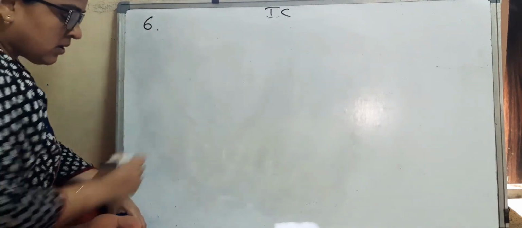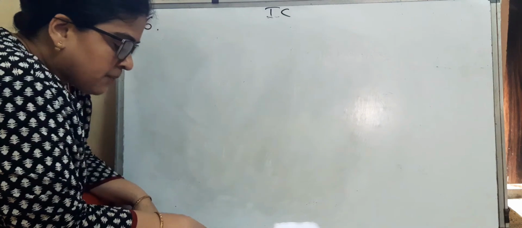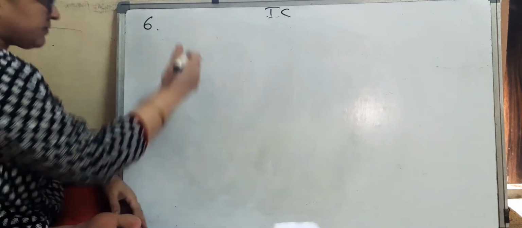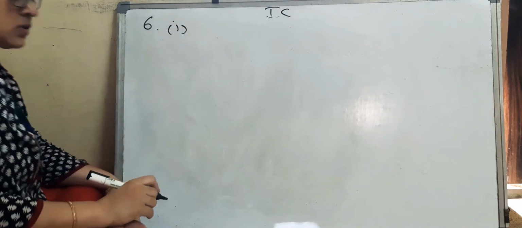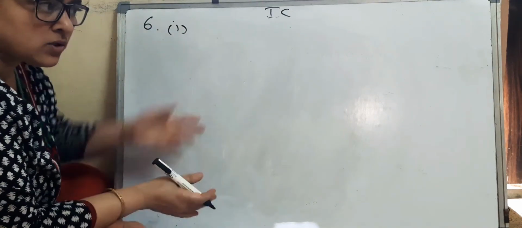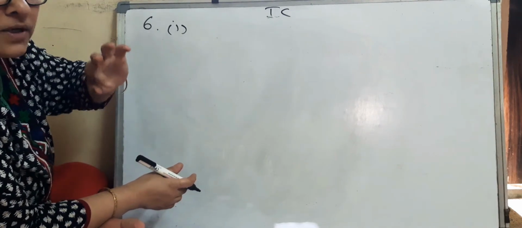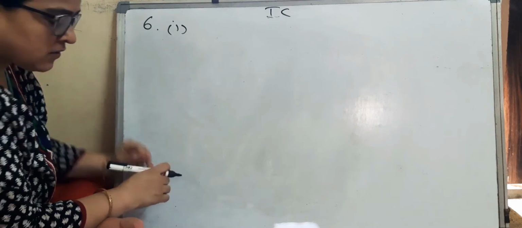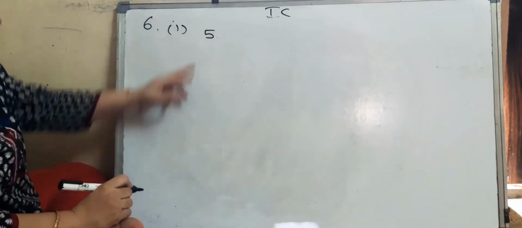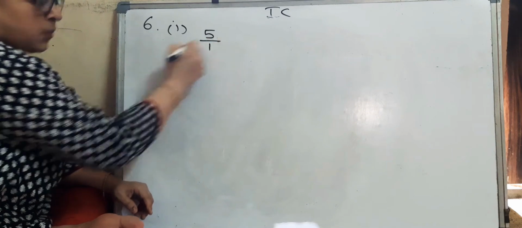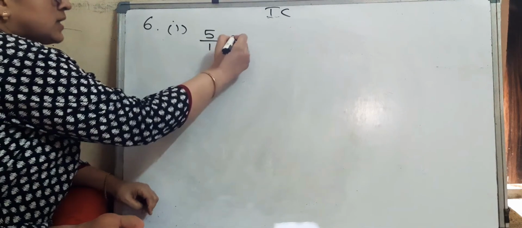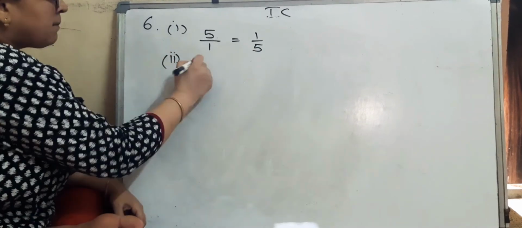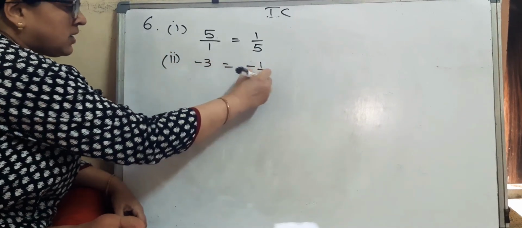Question 6. First, write the reciprocal, the multiplicative inverse, of each of the rational numbers given below. So, you know the reciprocal: we have to interchange the denominator and the numerator. First of all, 5. If it is the number 5, then its denominator is always 1. Its reciprocal is 1 upon 5. Second, minus 3. So it is minus 1 upon 3.